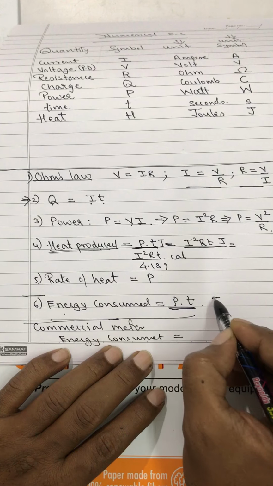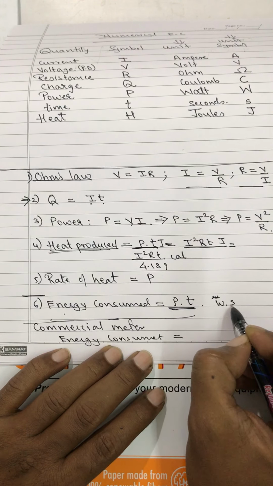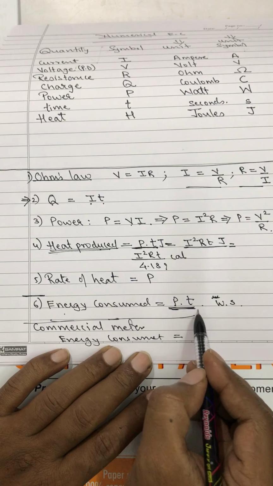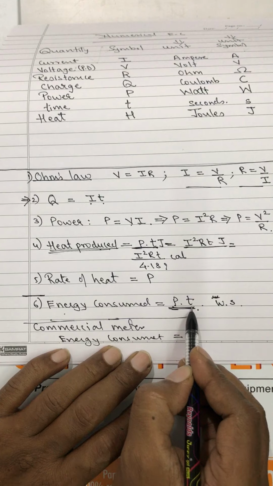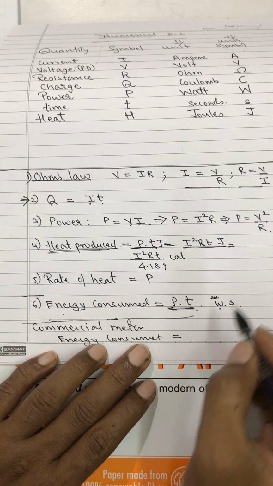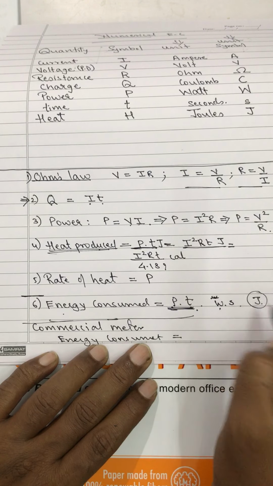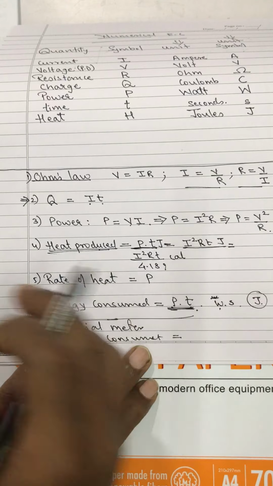Power ka unit is watt. Watt seconds. This is the energy consumed, or we can also call it joules. This is also called joule, because the unit of energy is joule. This much energy is consumed.